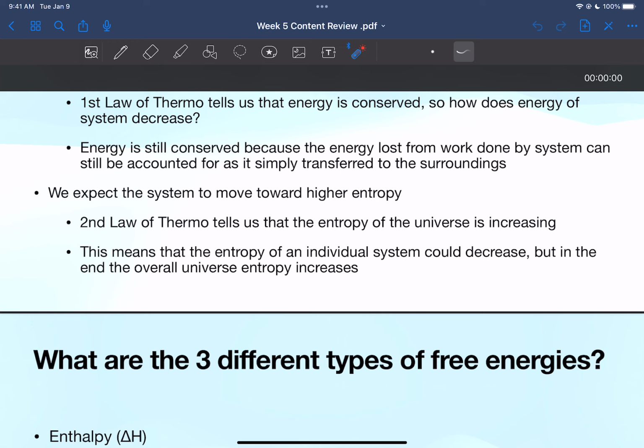Well, the entropy of one individual system could decrease. Maybe multiple systems could decrease.